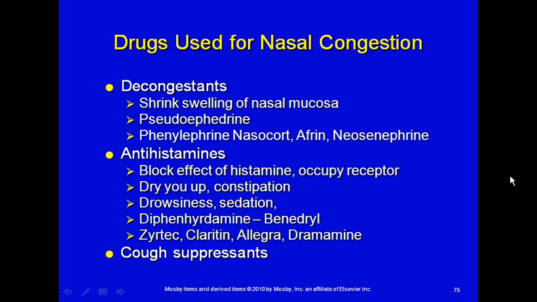Antihistamines block the effect of histamine. Antihistamines then help dry you up, but they also cause constipation. Antihistamines are known to cause drowsiness and be a mild sedative as well. The most common antihistamine that's out there is diphenhydramine, which is Benadryl. But there are others. There's Zyrtec, there's Claritin, there's Allegra, there's Dramamine for motion sickness, and those are all examples of antihistamines.